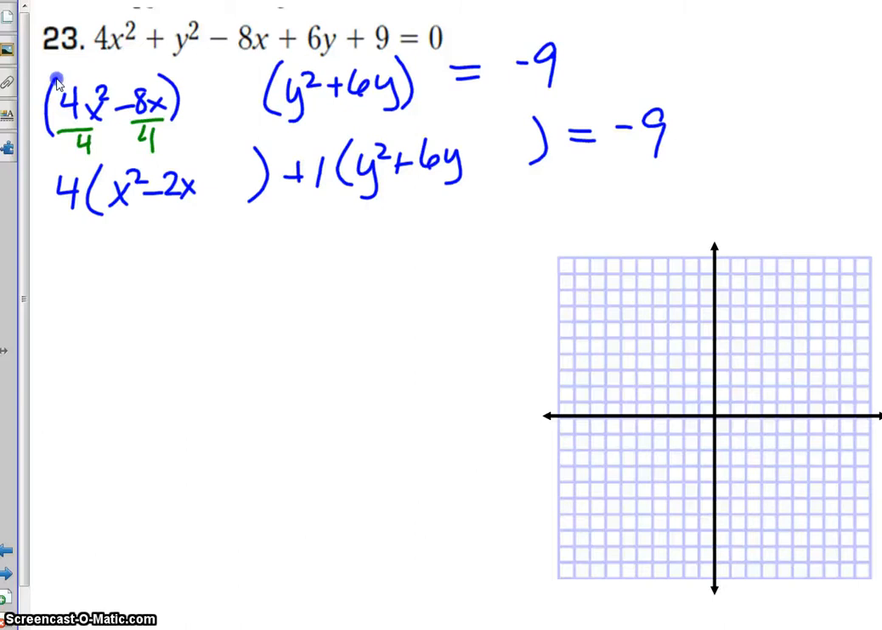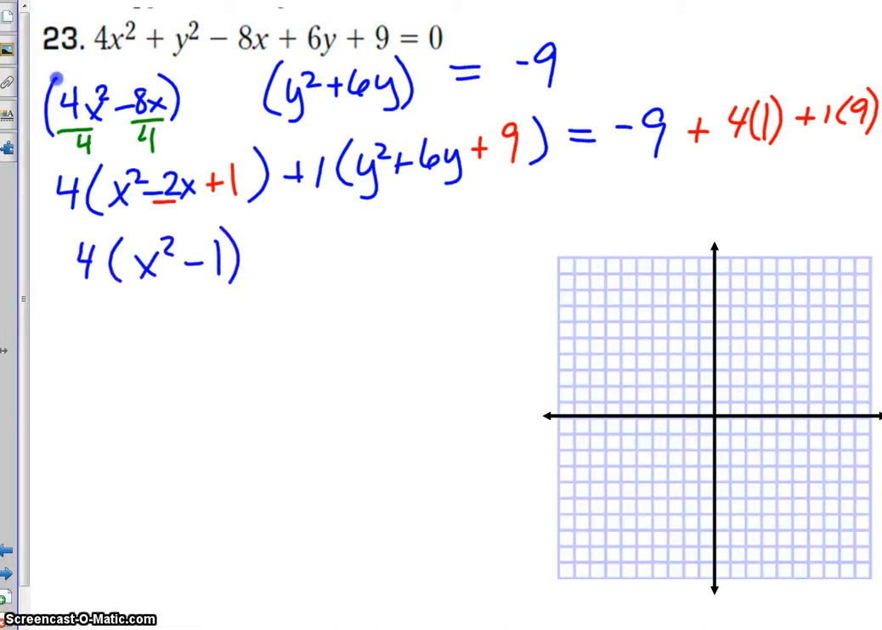Now, I need to take half of my b and square it and add that to both sides. But if you remember, it's not just a 1, it's 4 times a 1. Here, half would be 9. Half of 6 is 3, and it's kind of like 1 times 9 over here. So now, when I complete the square here, x squared minus 1. It's not x squared. I always do that. Sorry, guys. X minus 1 quantity squared. Here, remember, it's kind of like the 1 still there. Y plus 3 quantity squared. And this here would be equals 4.